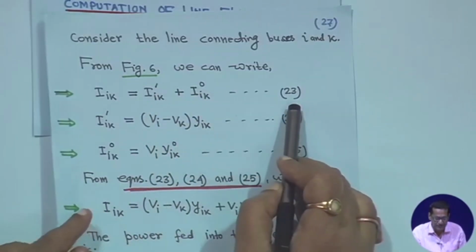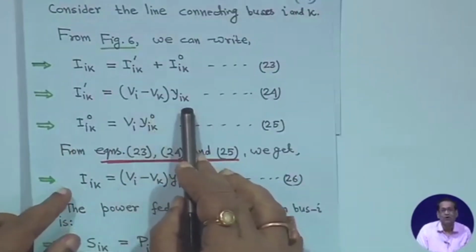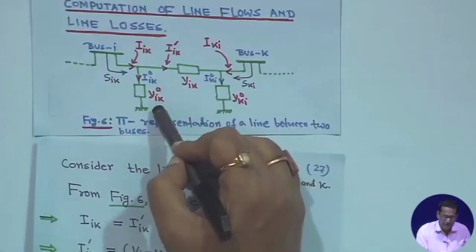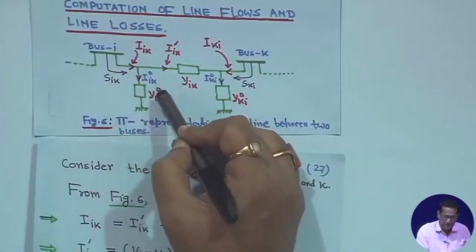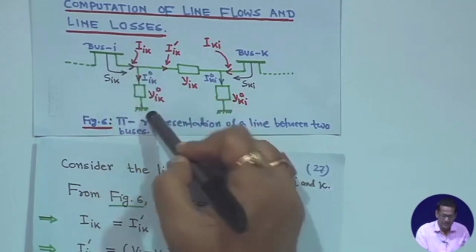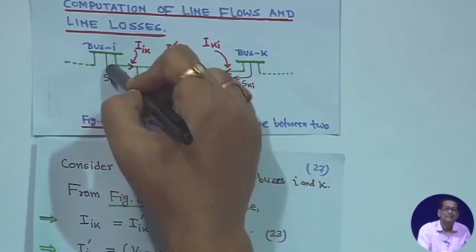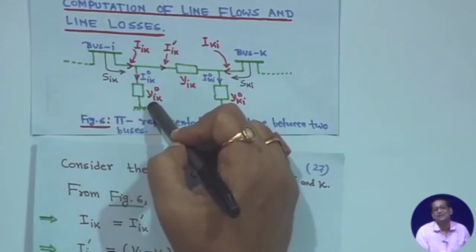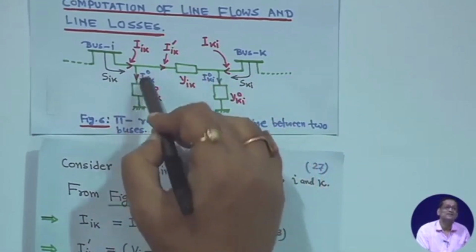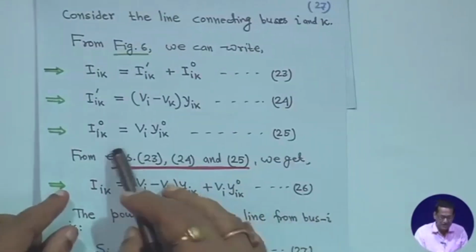This is equation 23, and this I_ik' is equal to (V_i minus V_k) small y_ik. And I_ik0, this voltage is V_i, so it is actually y_ik0 into V_i, right, it is at ground potential. But if I put it here and here everywhere, it will become very clumsy, very difficult to explain. That is why, for clarity, this has been drawn this way, right. So I_ik0 is equal to that.